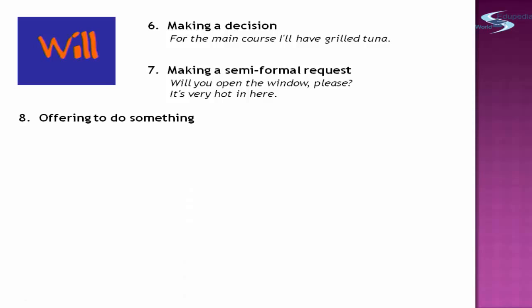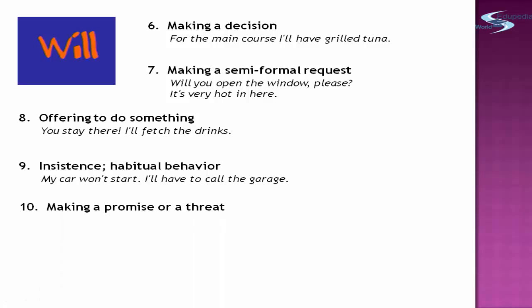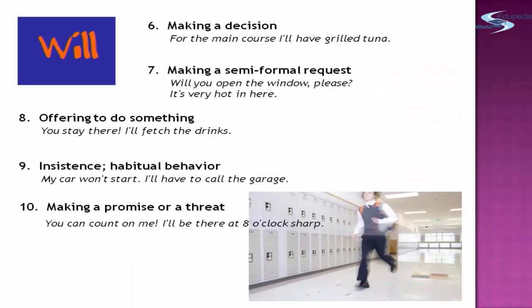The eighth function of the modal verb will is for offering to do something. You stay there. I'll fetch the drinks. Number nine is that will functions for insistence or habitual behavior. My car won't start. I'll have to call the garage. And the tenth is making a promise or a threat. You can count on me. I'll be there at 8 o'clock sharp.